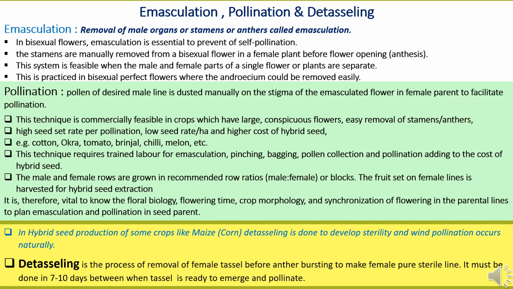In hybrid seed production of some crops like maize, detasseling is done to develop sterility, and wind pollination occurs naturally. Detasseling is defined as the process of removal of tassels before anther bursting to make the female parent a pure sterile line, and it must be done within 7 to 10 days between when the tassel is ready to emerge and pollinate.